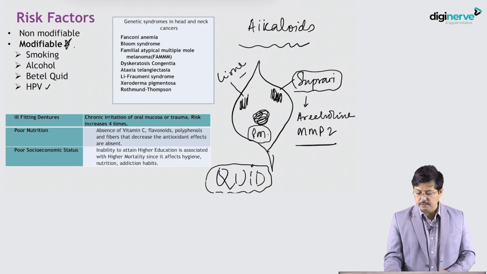So the basic essence of the story is that these agents are avoidable, and there is a higher incidence if someone has a chance of consuming these agents.